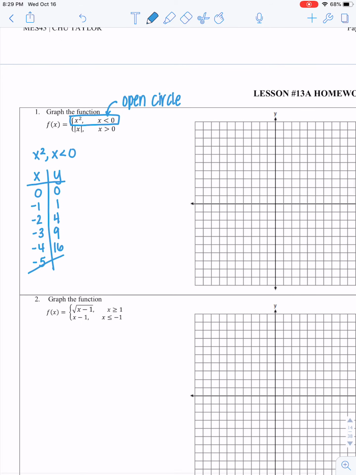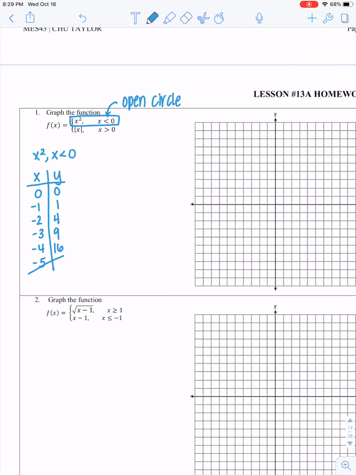All right, let's get started. So 0, 0, it's an open circle at 0. So open circle there, -1, 1. The rest of these are all closed circles. -2, 4, and -3, 9. And now we are going to connect on the left side, and we are using arrows because my x keeps on going.